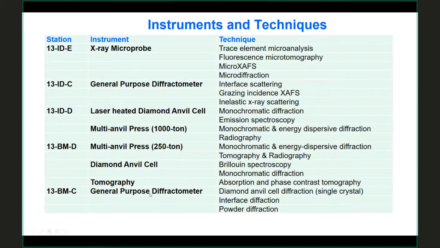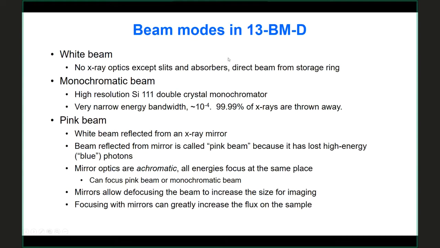And then finally, there's this side station on the bending magnet line. So in that end station, BMD, that we're going to be running in today, there are three different modes we can run. We can run with white beam, which means there are no X-ray optics except slits and perhaps absorbers. So we're basically taking the beam directly from the storage ring.